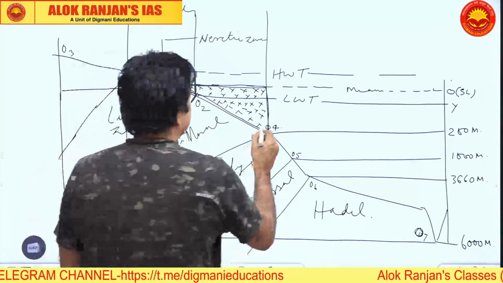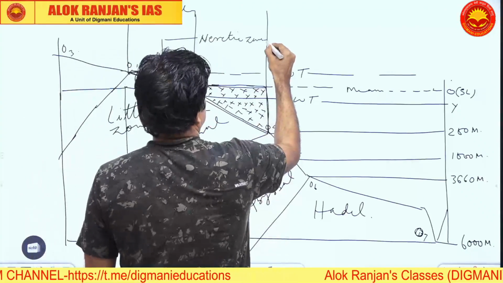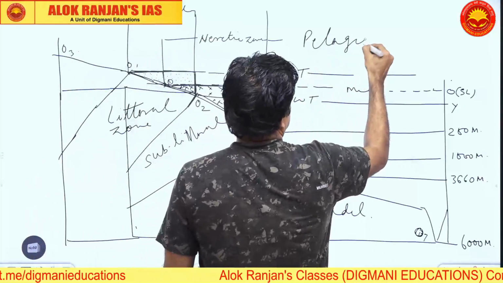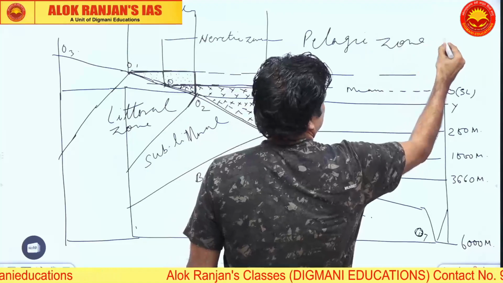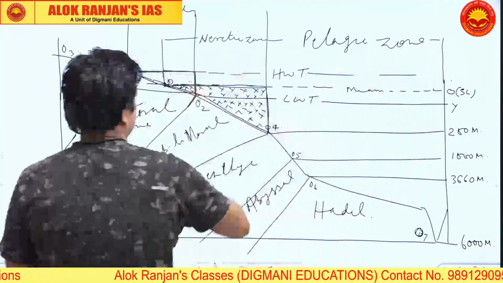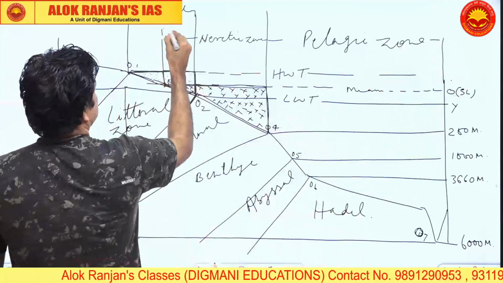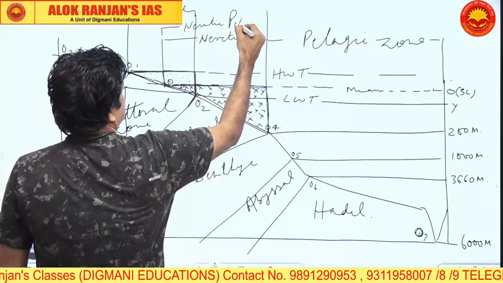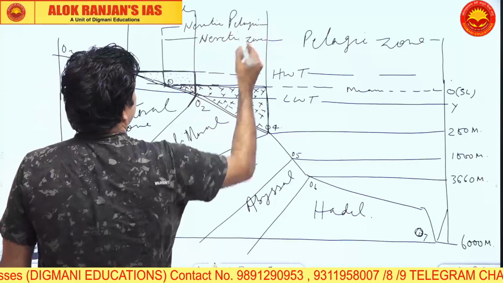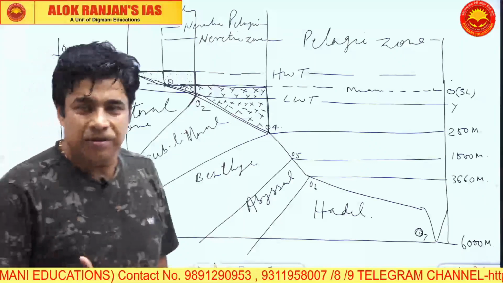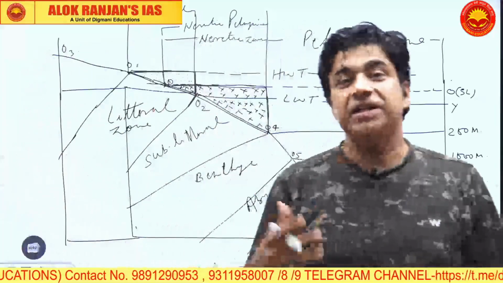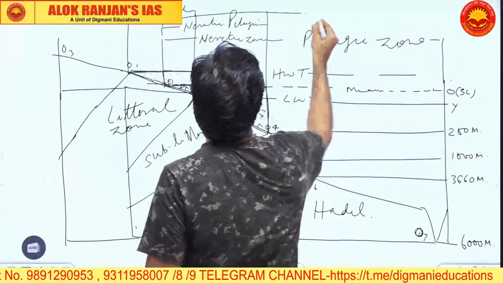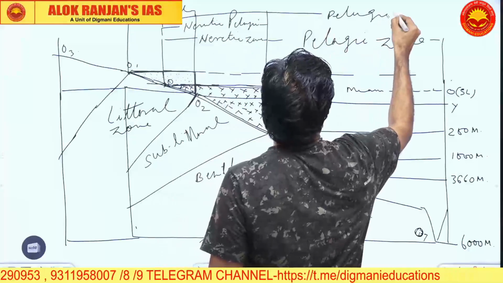Okay. Now after neritic zone, after this point, you have pelagic zone. This is called pelagic zone. Now some authors will call this part also neritic pelagic. They don't call it neritic alone. They love to call it neritic pelagic. So in that sense, this entire zone will be called pelagic.